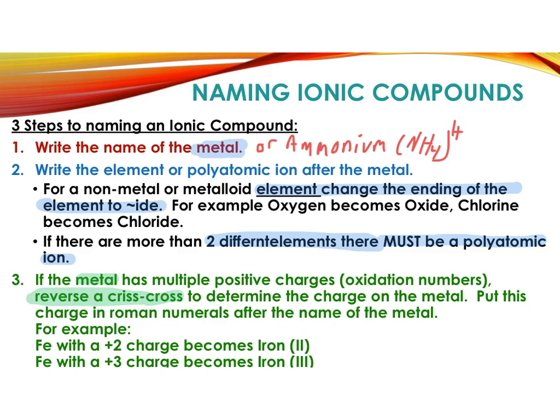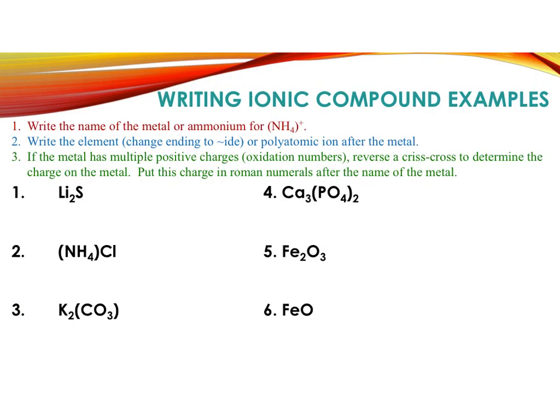All right, and you have to do this to determine the charge of the metal, and we place it in Roman numerals after the name. So if I had iron with a +2 charge, I get iron Roman numeral 2. Iron with a +3 charge gets iron Roman numeral 3. We'll see some examples of this right now. So I was able to fit the rules onto this slide, which is really nice. So I'm going to write some ionic compound examples.